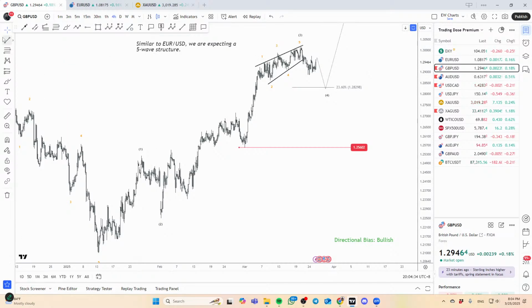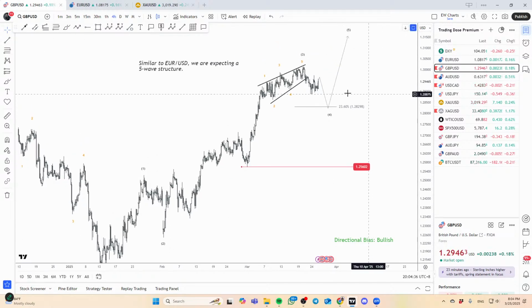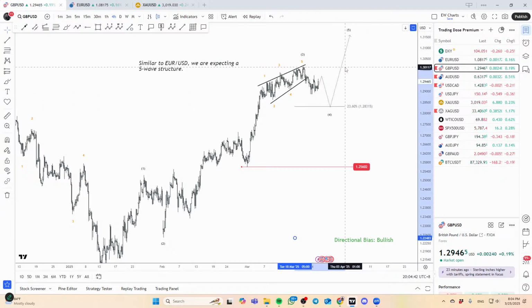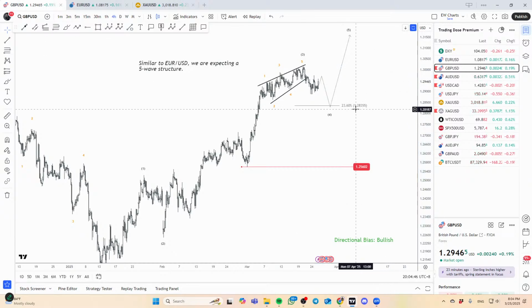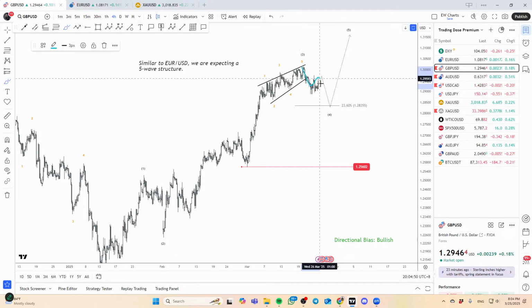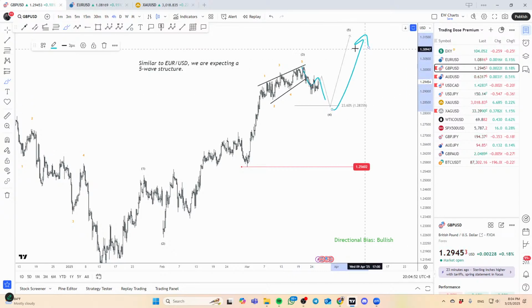GBP USD here, short term, we are still expecting that pullback, coming back towards the 23.6 as well, putting us around 1.2835, right? So we're expecting a simple 1, 2, 3 before the push back up.